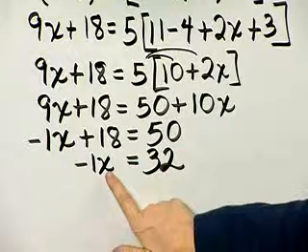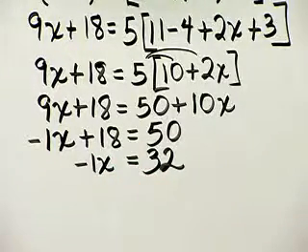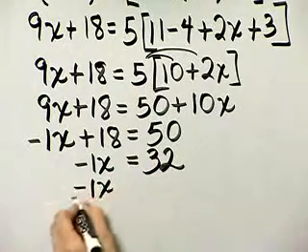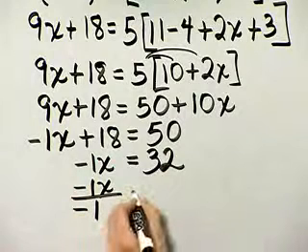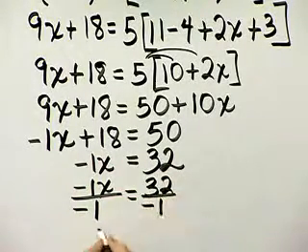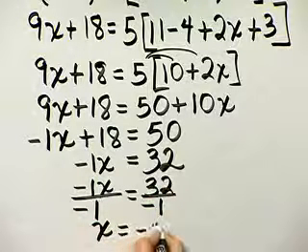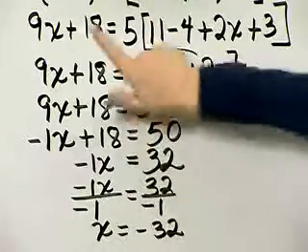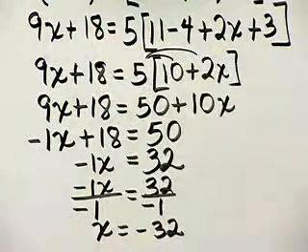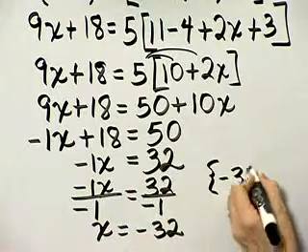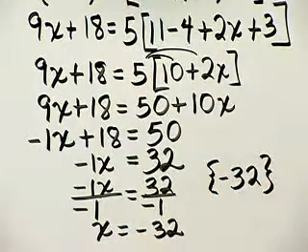I'm not solved because I need the coefficient of x to be positive 1 or an understood 1. So on the left side, I divide by the coefficient of x, which is negative 1. And I have x then is negative 32. I'll let you check it by replacing x with negative 32, but my solution set is the set containing negative 32.